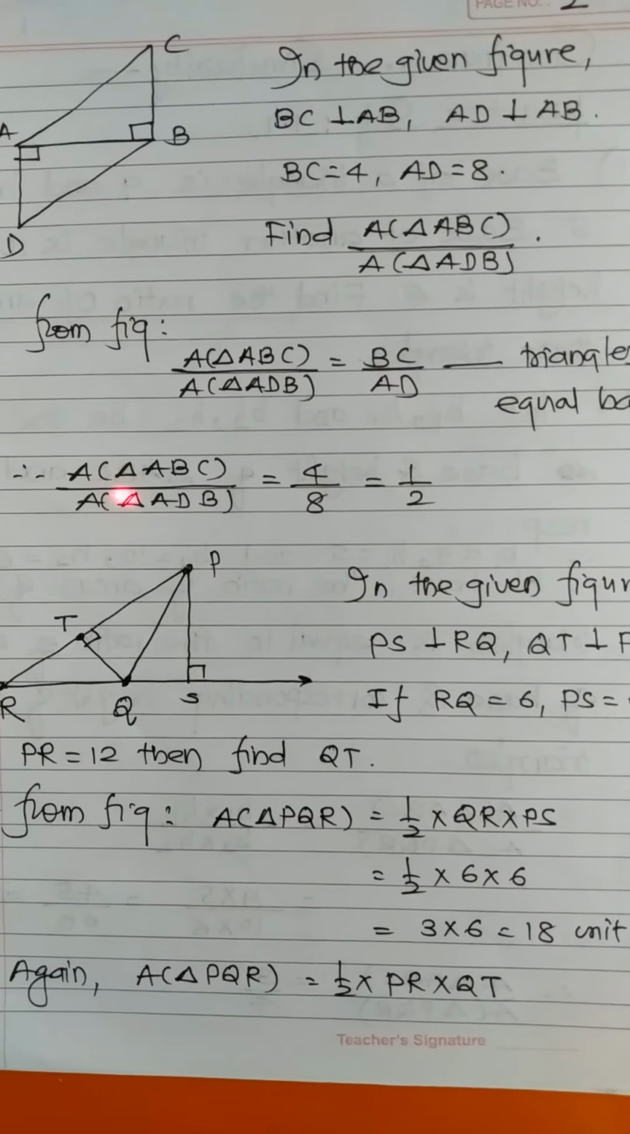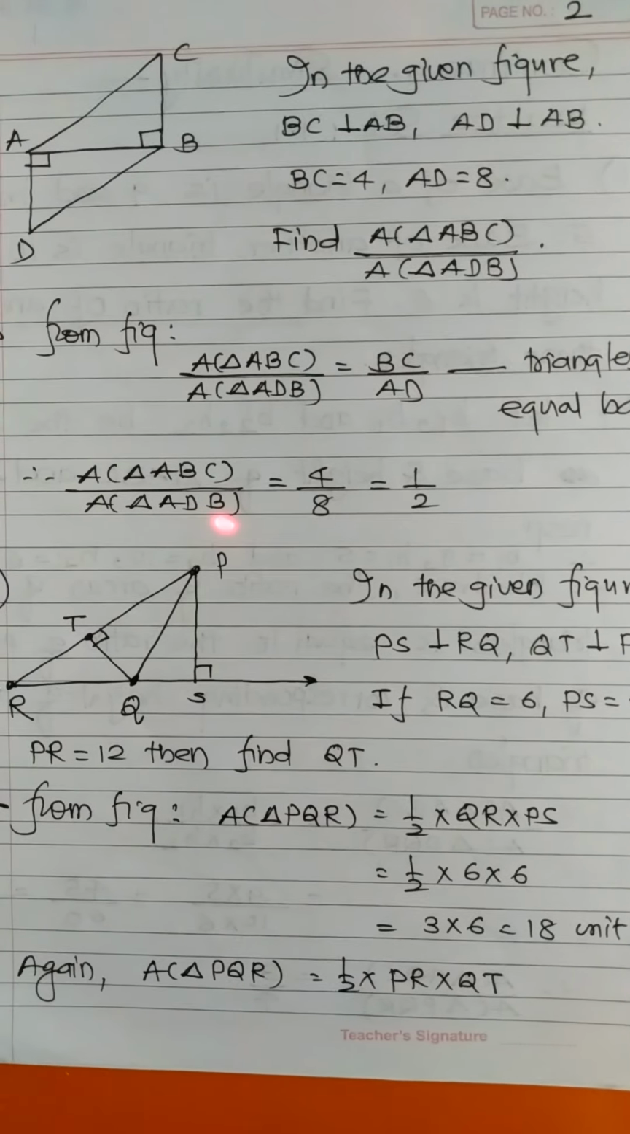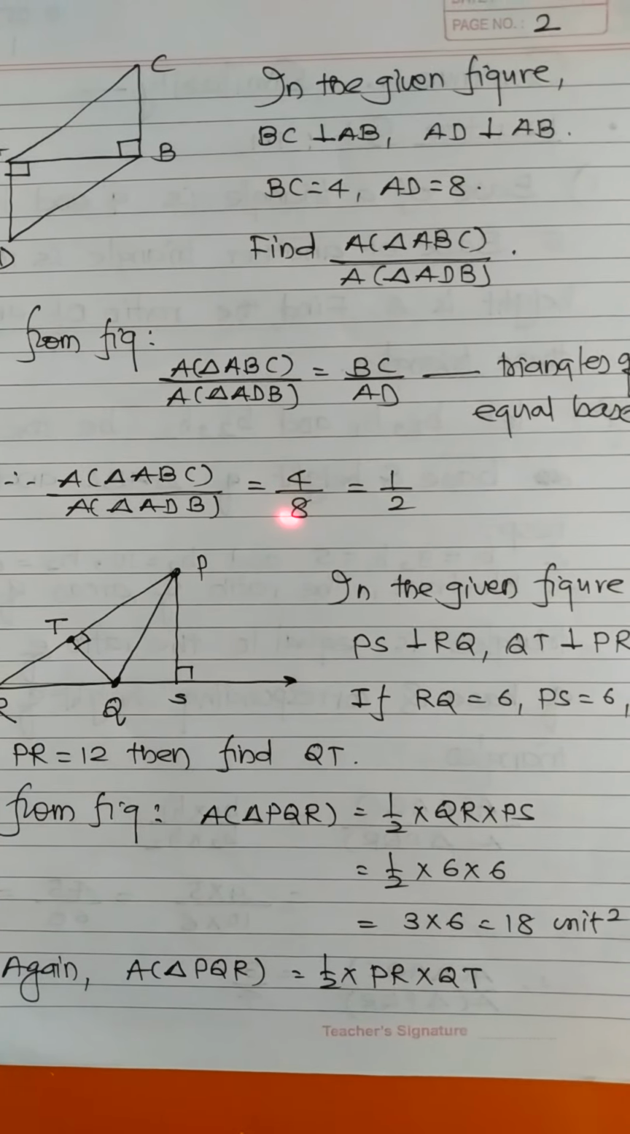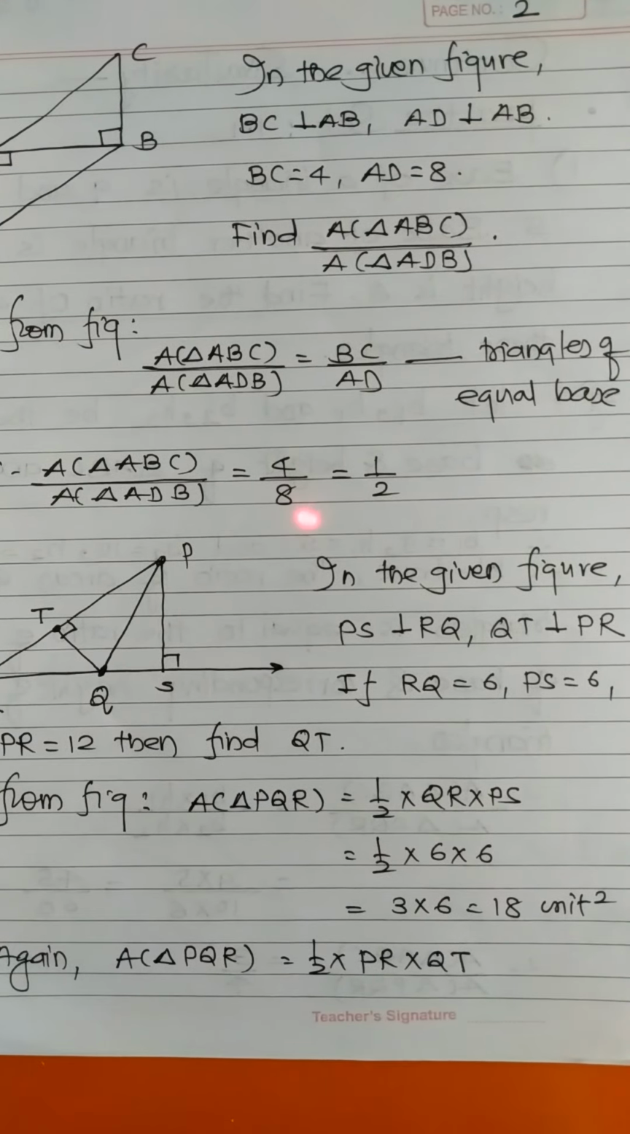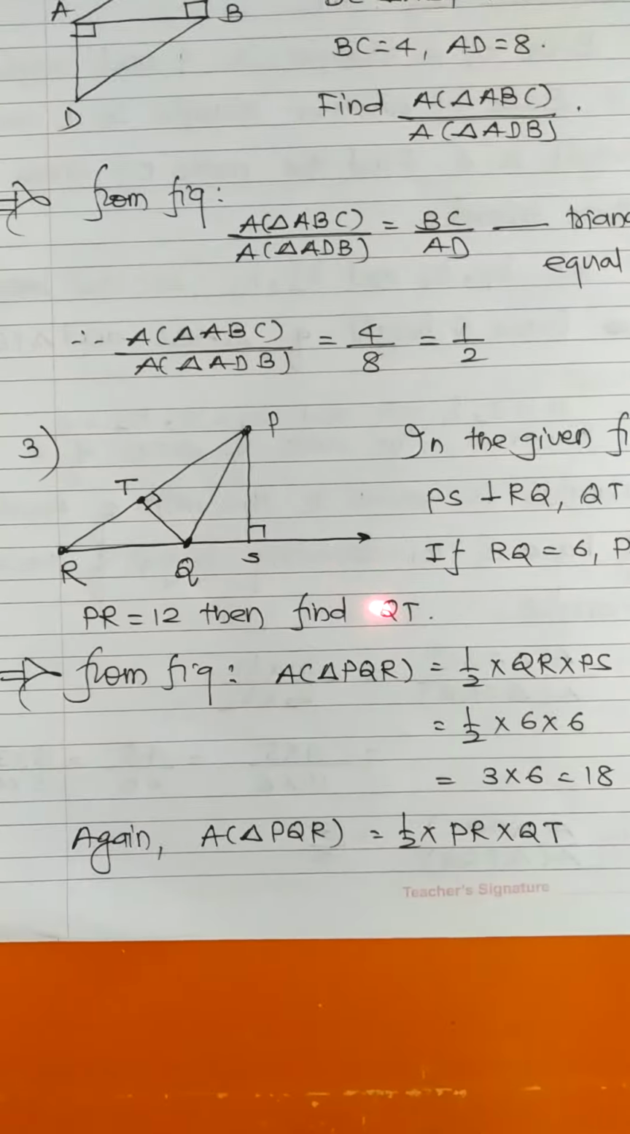So you can put the values, area of triangle ABC upon area of triangle ADB equals 4 upon 8 because BC is 4 and AD is 8. So 4 upon 8 means it is 1 by 2.